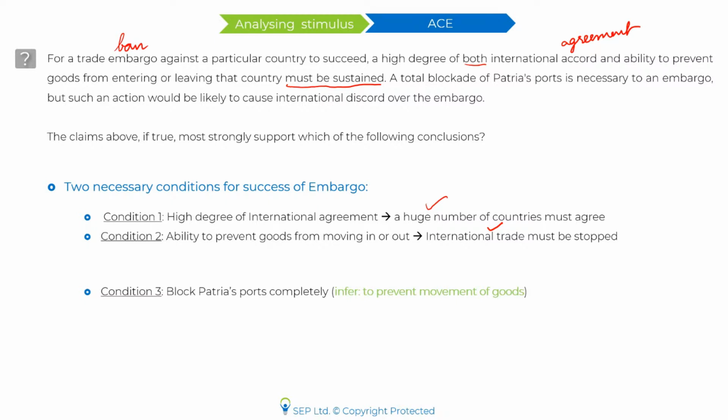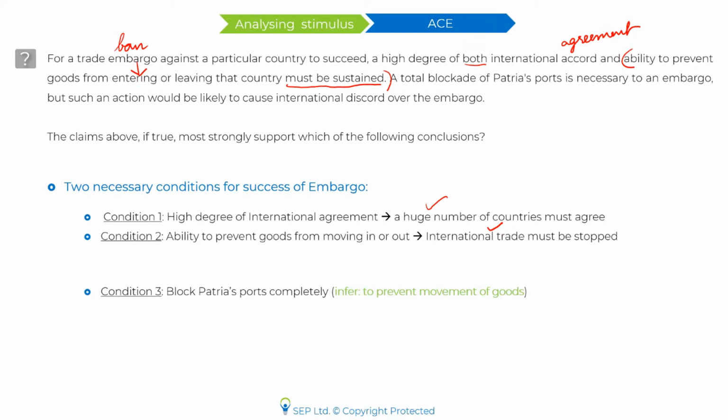So simplifying this, we've got two necessary conditions for the success of this thing called embargo. Now, if you don't know what an embargo is, when you read this portion, you realize that it's a trade restriction because you're talking about goods entering or leaving that country that should be prevented. So embargo is a trade restriction, which can be inferred from this piece of information.